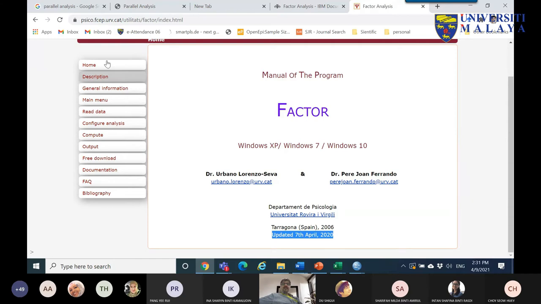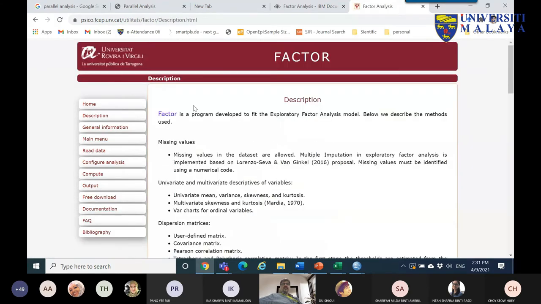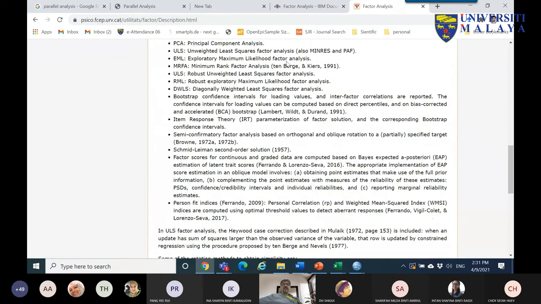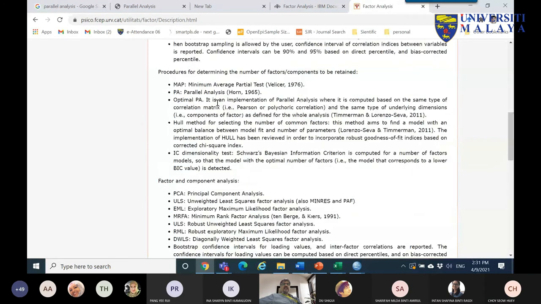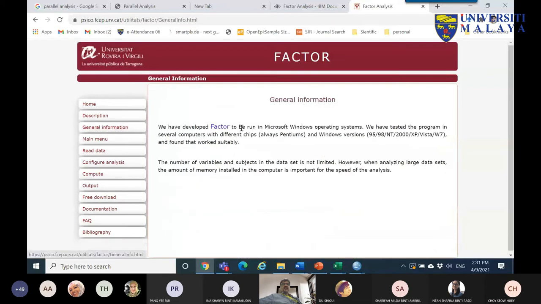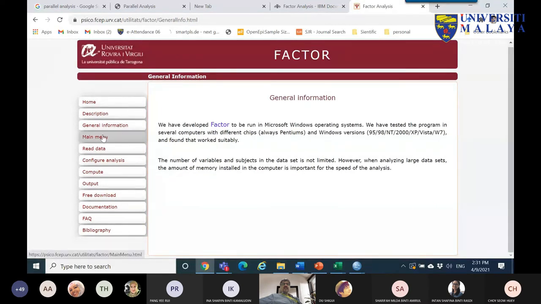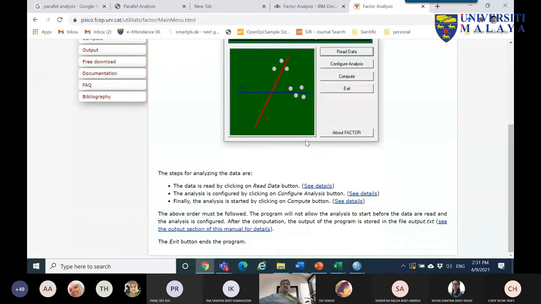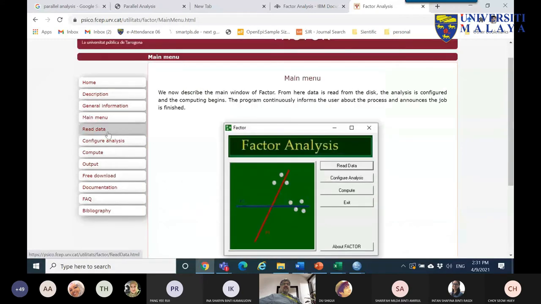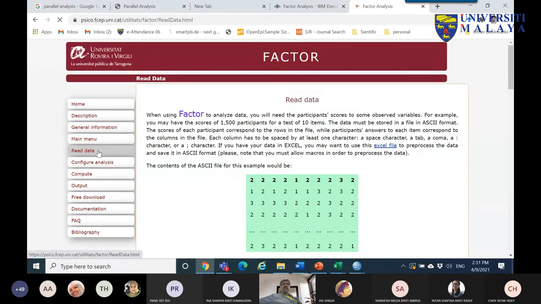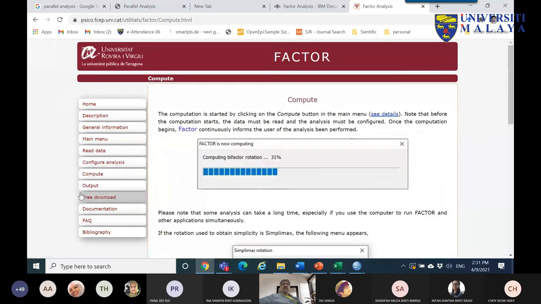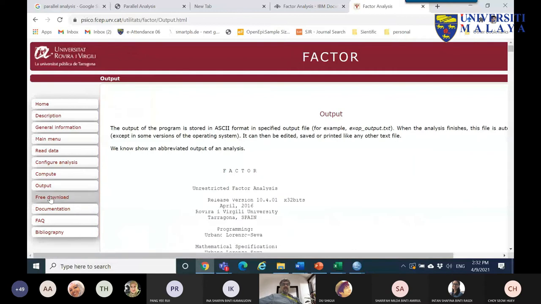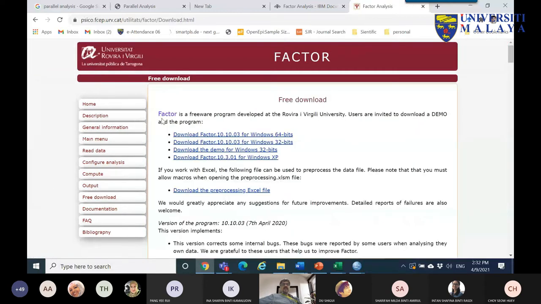So for this software, of course, you can go to the description. What is the software's explanation? All the fitting indices, the characteristics, the general information of this software. What is the main menu of this software? And of course, how to read the data, how to configure the analysis, how to compute, and what the output is. And of course, the most interesting part, free download, correct?